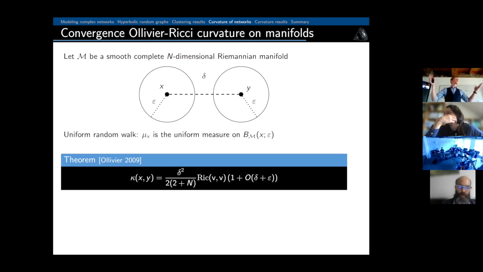And that makes sense. Curvature is a local property. So if you want something to capture these local properties, you basically need your delta and these epsilons to be small, right? I mean, you need to sort of shrink this space. And in particular, if you now renormalize his definition of Ollivier curvature by delta squared over 2 times 2 plus the dimension, and you let both delta and epsilon shrink, then it converges to the original Ricci curvature, with respect, of course, to the vector that you use to go from x to y. So this is actually a nice proof to show that this definition makes sense.